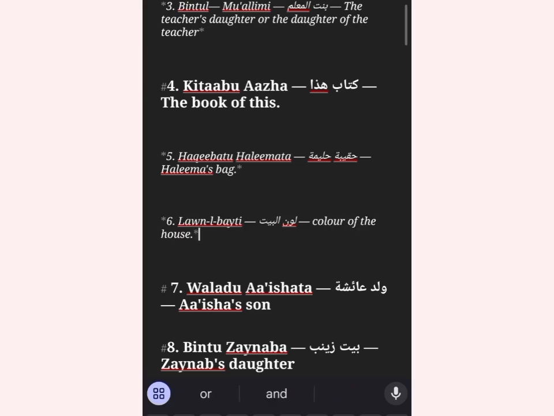The color of the house. So we say color is لون, and the house is البيت. So we say لون البيت, the color of the house. So using the of expression, we have color coming first, just the same way it comes first in the Arabic expression.